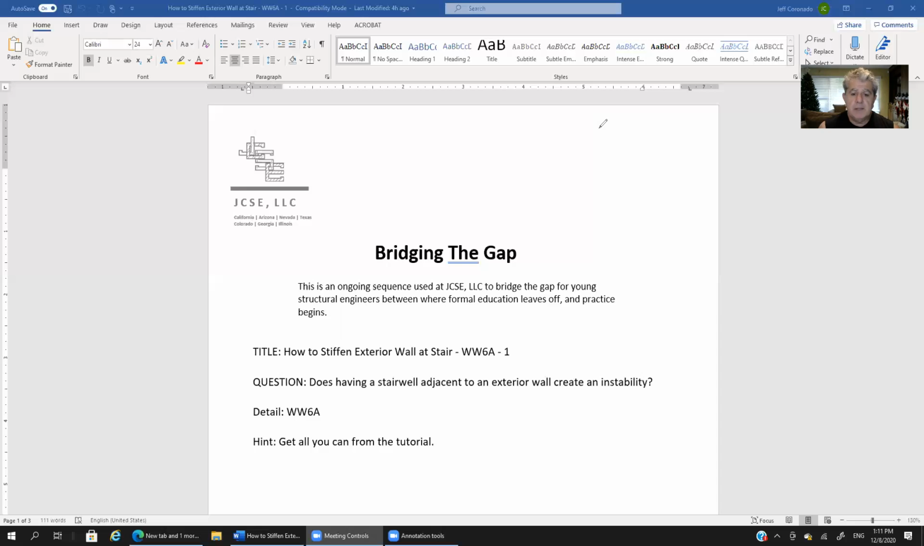The question that came in was from a young engineer who asked: does having a stairwell adjacent to an exterior wall create an instability? The detail in particular that we are looking at is WW6A.